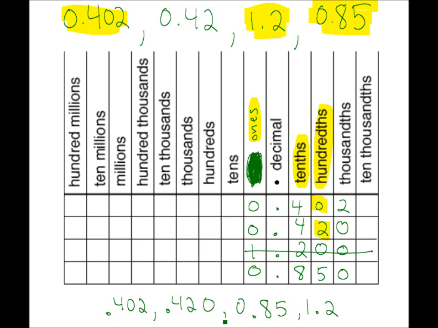So looking at my numbers from smallest to greatest, I have 0.402, 0.420, 0.85, and 1.2. A quick glance in the ones column lets me know that this number is my largest because it's the only number that has a value in the ones place.